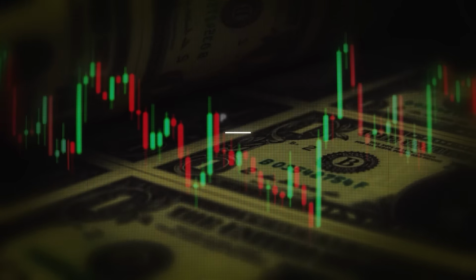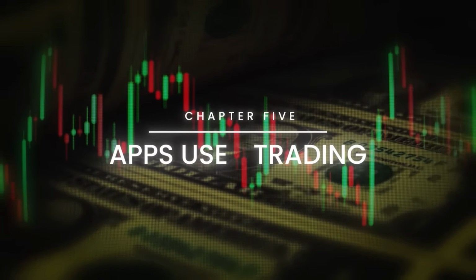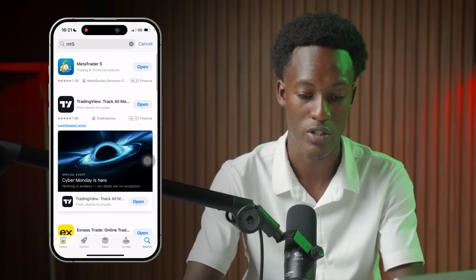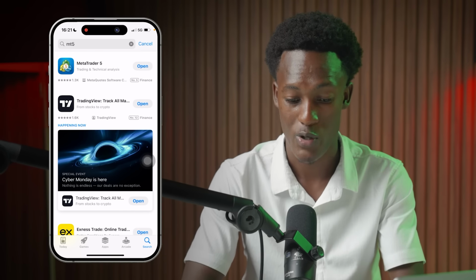Now that you understand the keywords used in trading, let's go ahead and understand the apps that you need to be able to start trading. For this particular example, I'm going to be using my iPhone. You're just going to come over to the App Store and then just type in MT5. There we go. So you'd have all these show up. We have MT5, we also have TradingView.